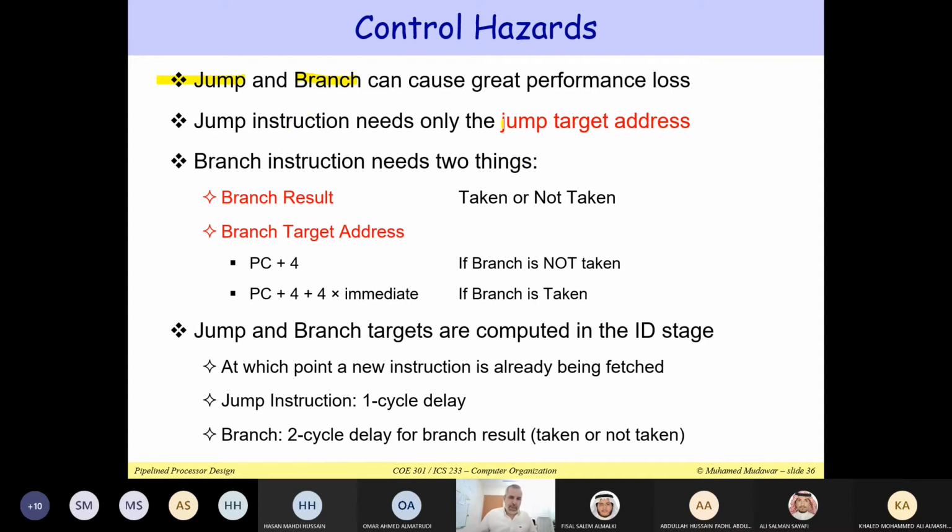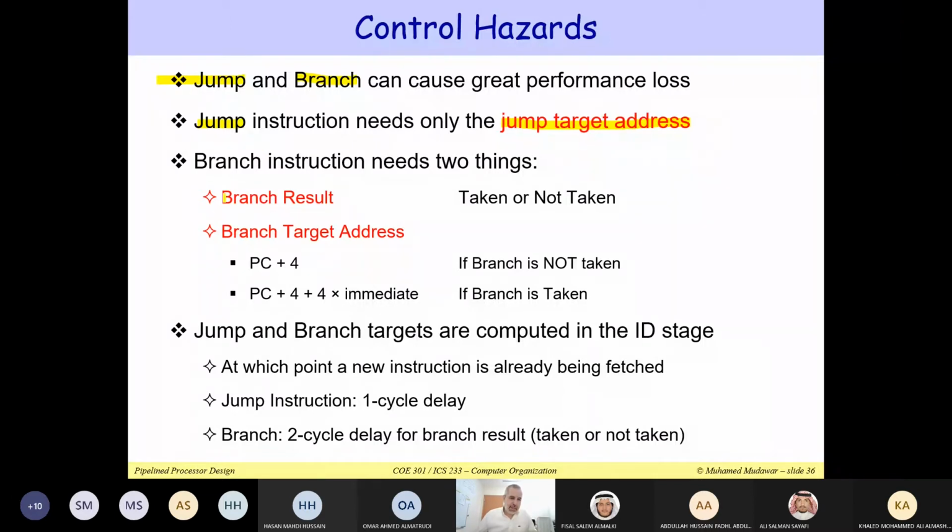All we care about is the jump target address. That's all we need in the case of a jump. We don't need anything else, right? Because the jump is always taken. You say jump to this address, all we need is the jump target address. That's it. In the case of a branch, we need two things.